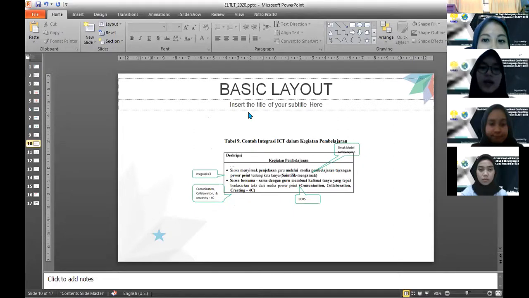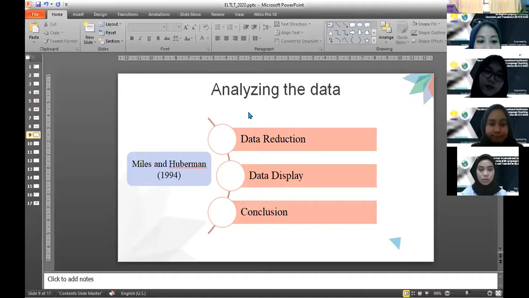And next is about the data display. It means that the data display is to help the researcher to make a deep understanding of the data. It means that the data will be described one by one into the form of description text, and it shows the findings and discussion on how the teachers integrate the 21st century skills into those components of the lesson plan. And the last one is the conclusion.